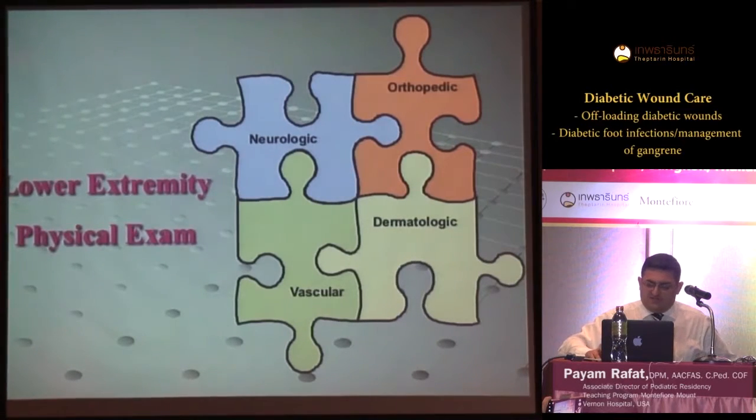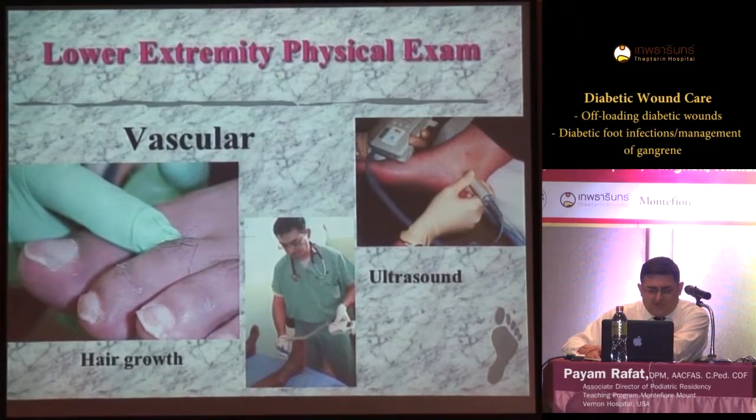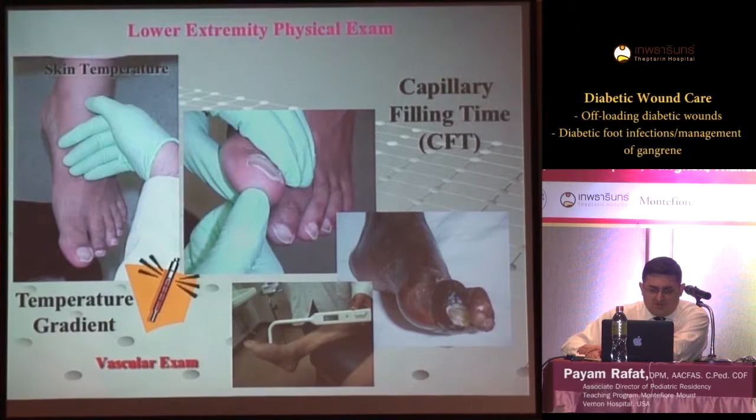So when performing a physical examination, it's very important to address the neurologic, the orthopedic, the dermatologic, and vascular. Assessing the vascular status, we always like to check the dorsalis pedis and posterior tibial pulses. Check for digital hair growth, because decreased hair growth could signify potential decrease in blood flow to the area. We use ultrasound to hear the vessels. Checking the temperature sensation, it's good to check both sides. Checking the capillary filling time.